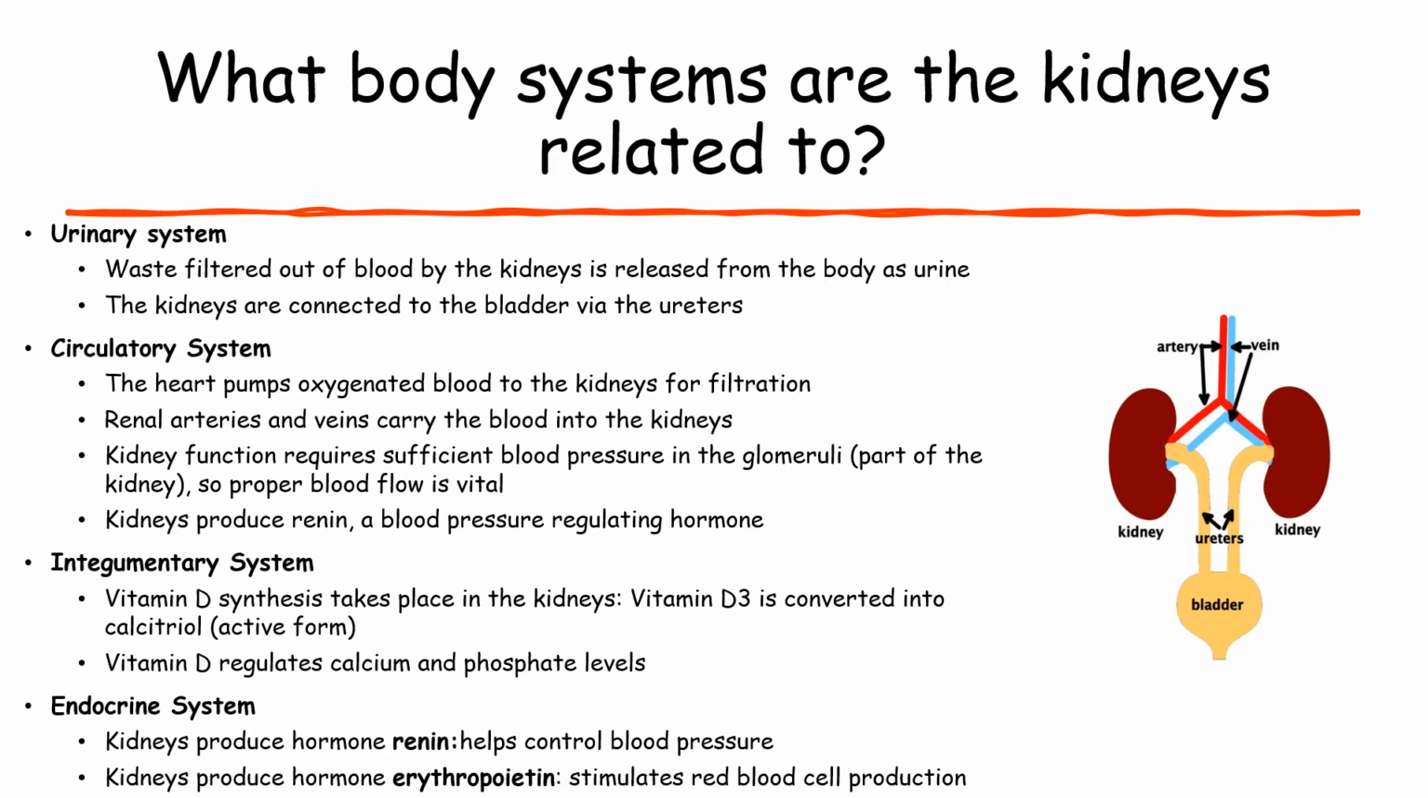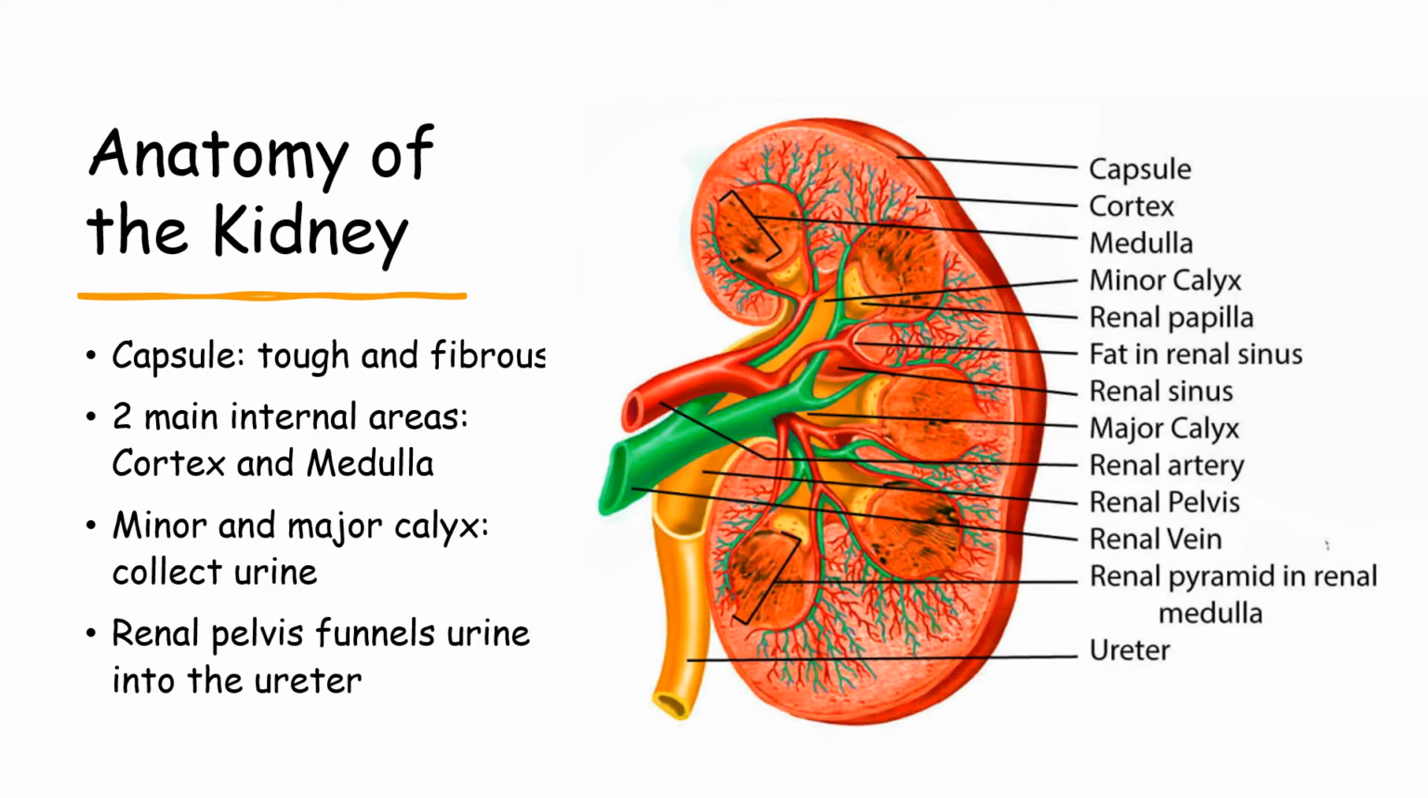Also, they are connected to the integumentary system, and the kidneys are connected to this system by performing vitamin D synthesis, where they turn vitamin D3 into an active form called calcitriol. Finally, the kidneys are tied into the endocrine system. They produce renin, as I mentioned before, controlling the blood pressure, and they also produce erythropoietin, which stimulates red blood cell production.